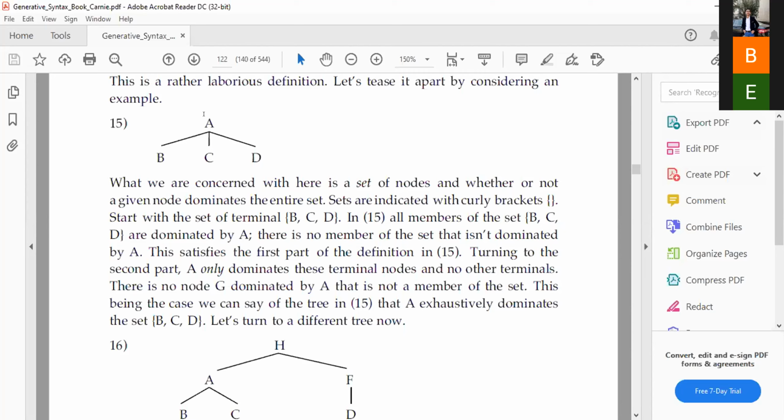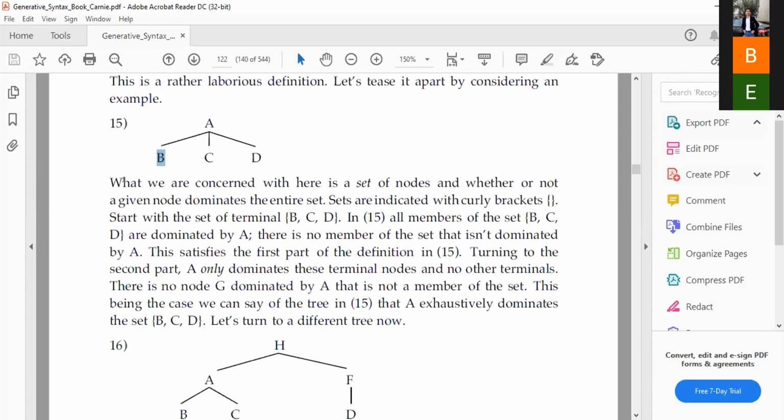I will continue to say the definition of constituent, and after that, Roa will start. A constituent is a set of terminal nodes exhaustively dominated by a single node. For example, A dominates B and C and D. The constituent is all the same, as you can see in the tree in 15: B, C, D. B is a constituent of A. C also is a constituent of A, and D is also a constituent of A.